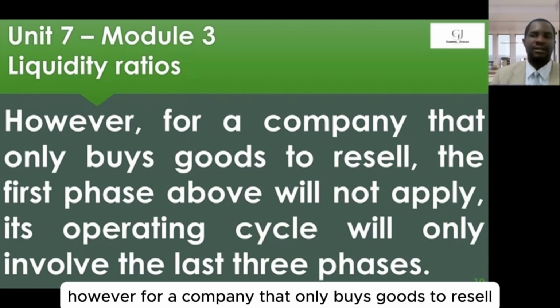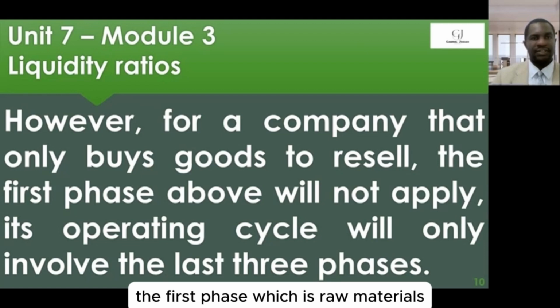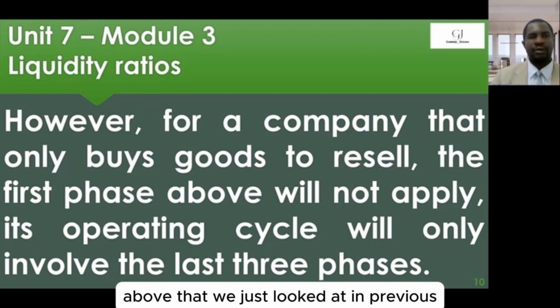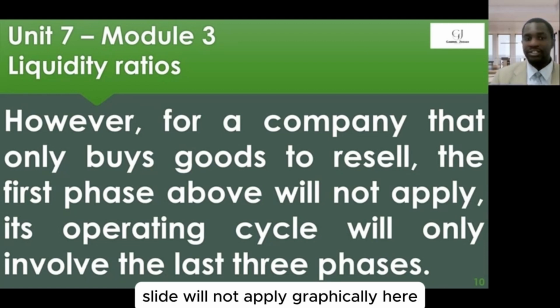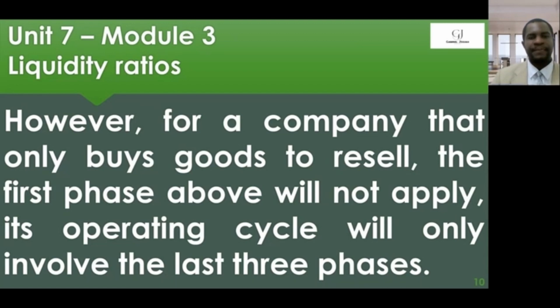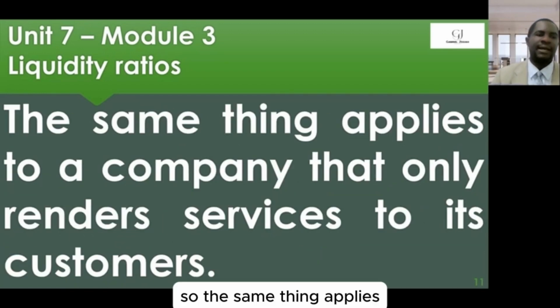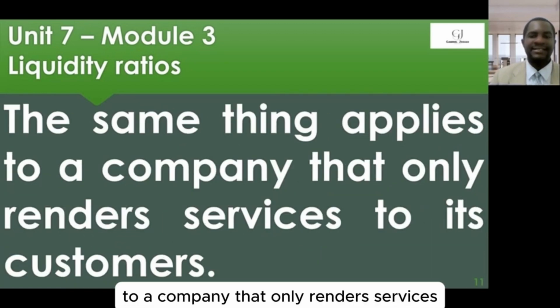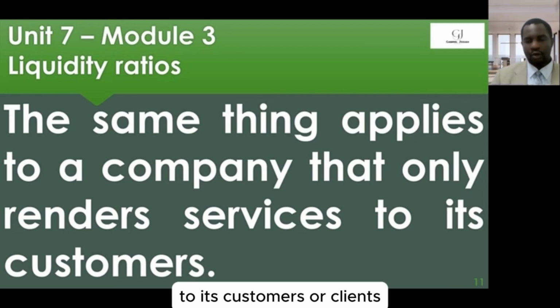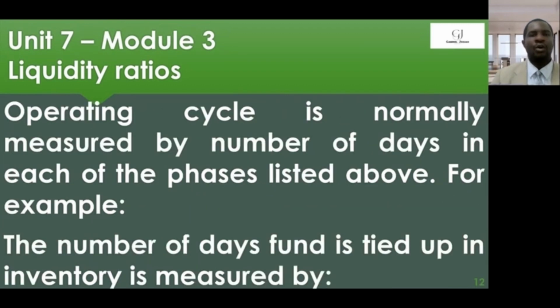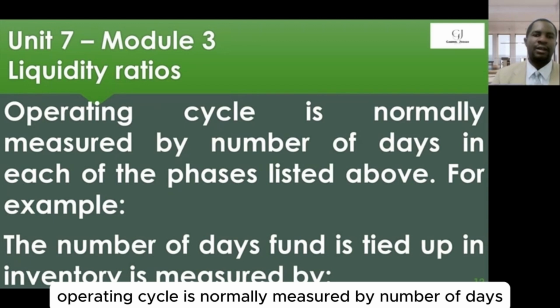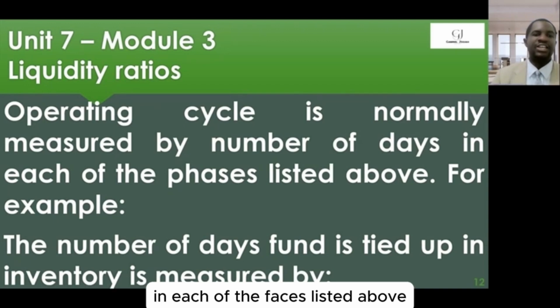However, for a company that only buys goods to resell, the first phase, which is raw materials, that we just looked at in the previous slide, will not apply graphically here. Its operating cycle will only involve the last 3 phases. The same thing applies to a company that only renders services to its customers or clients. Operating cycle is normally measured by number of days in each of the phases listed above.